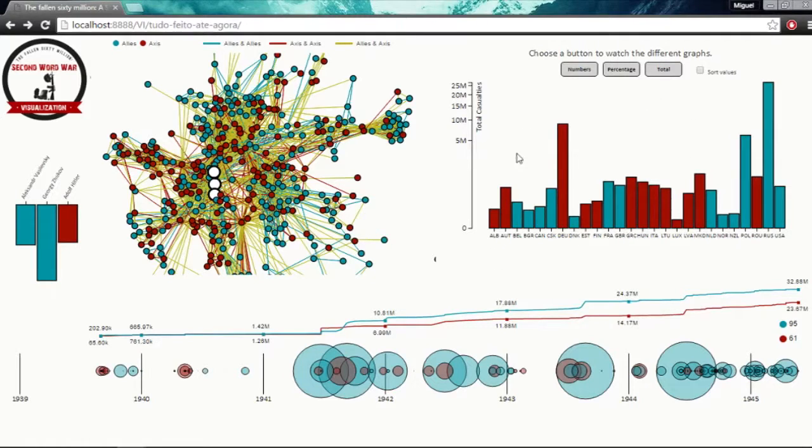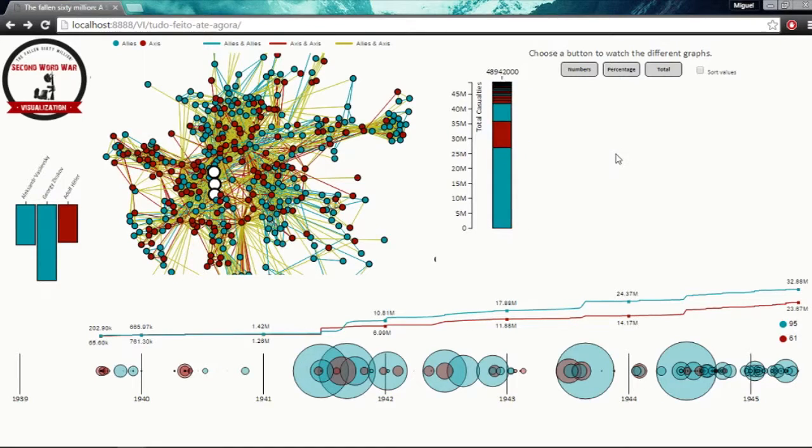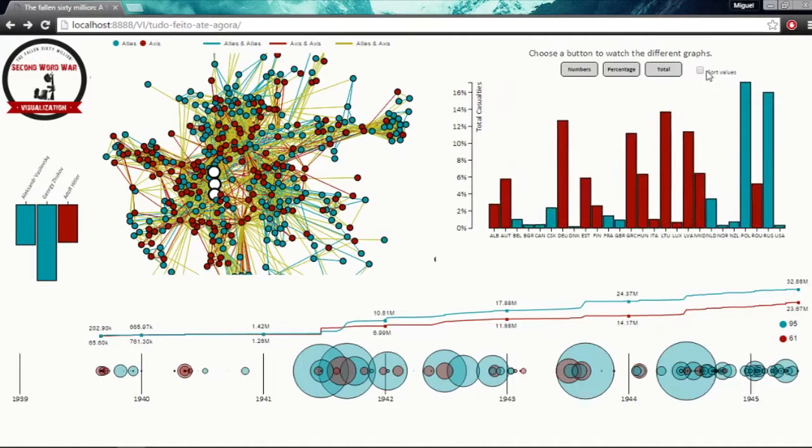The countries and world's casualties are a set of 3 bar charts. One represents the total of casualties per country, the other the percentage of people of a country killed in the war, and the last the total number of people who died as a consequence of the war. If you hover over a bar, you get its precise value and the country's name. You can also sort the values.